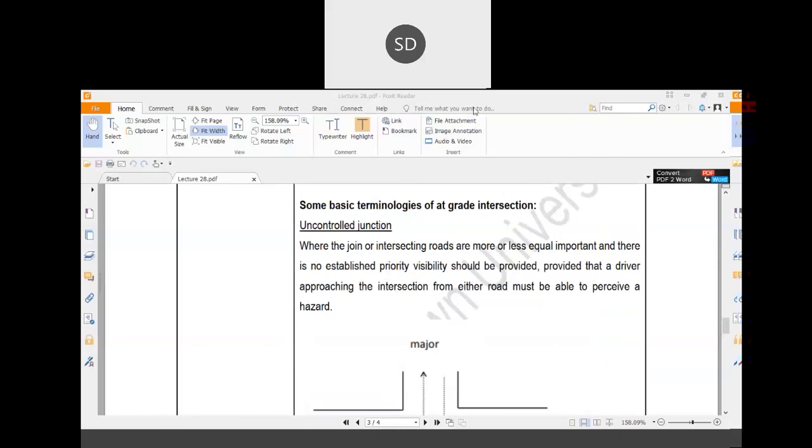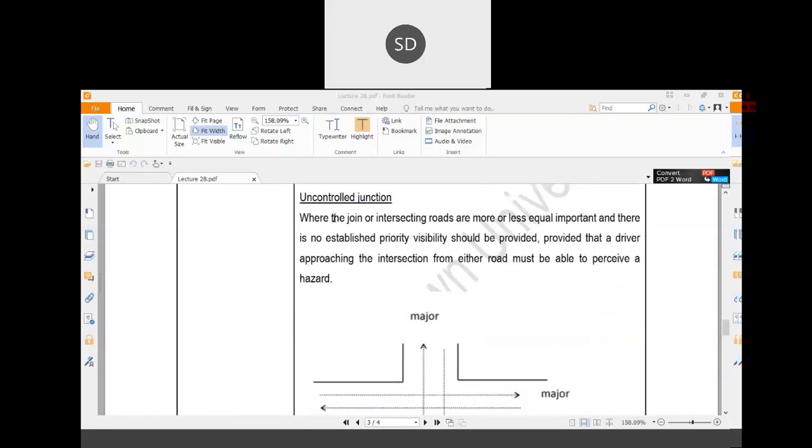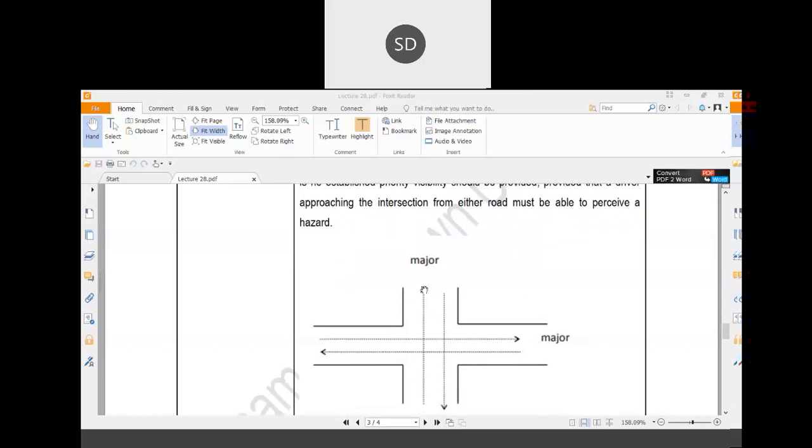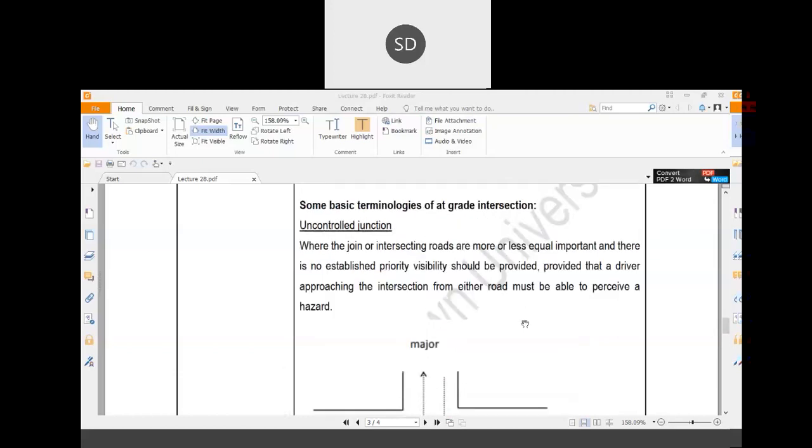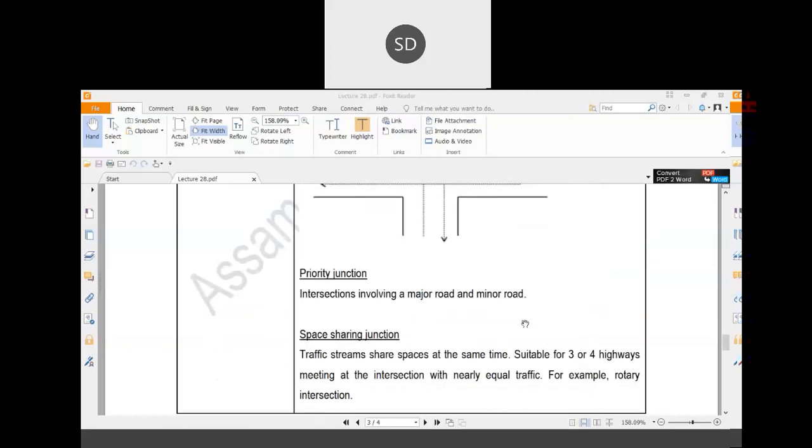Now, some of the basic terminology used at grade intersections. The first one is the uncontrolled junction. In the uncontrolled junction, there will be no traffic signals, no channelizing island, and no divisional island. That would be a simple point where two roads cross each other. So there would be no control point. This is called an uncontrolled junction.